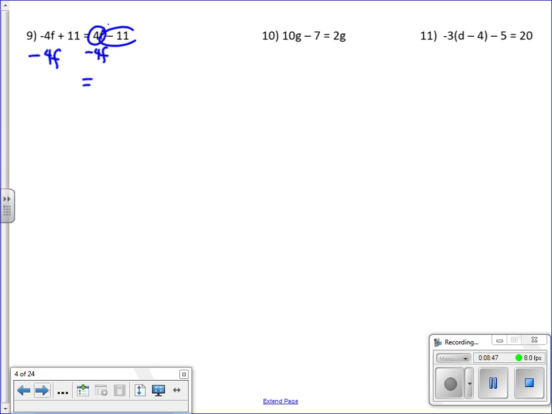I have negative 11 left, so this is negative 11. Now, negative 4 and a negative 4, if I combine those, I'm getting more and more negatives, because remember, two like signs, I add them up.